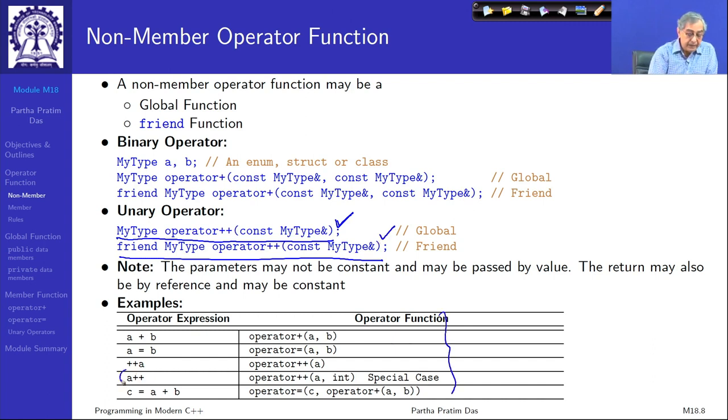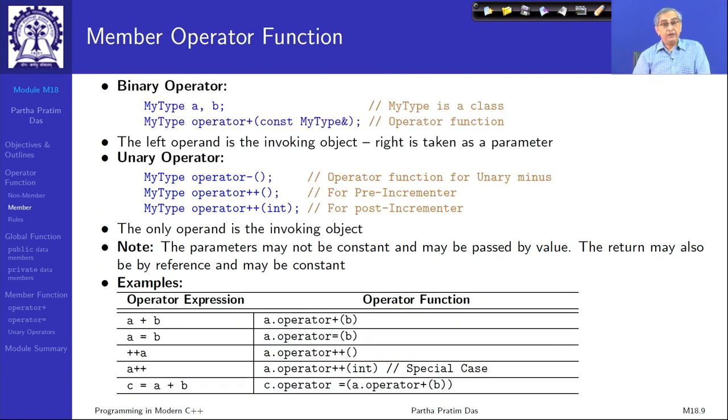You can see that this is a postfix unary operator. So, here in addition to the actual operand, you just have a dummy int just to differentiate these two, whether it is prefix or postfix. We will have examples of that. So, this is the typical non-member operator functions.